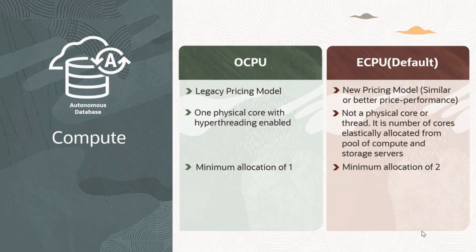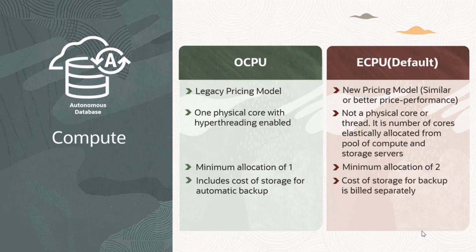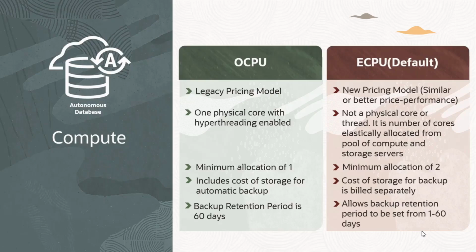2 eCPUs cost you less than 1 OCPU. When the chosen compute model is OCPU, then it includes the cost of storage to be used for automatic backup. With the eCPU model, the cost of the storage used for the backup is charged separately. When you choose OCPUs, the automatic backup retention period is fixed to 60 days and this cannot be altered. Whereas with the eCPU compute model, you can set the retention period to anything from 1 to 60 days.